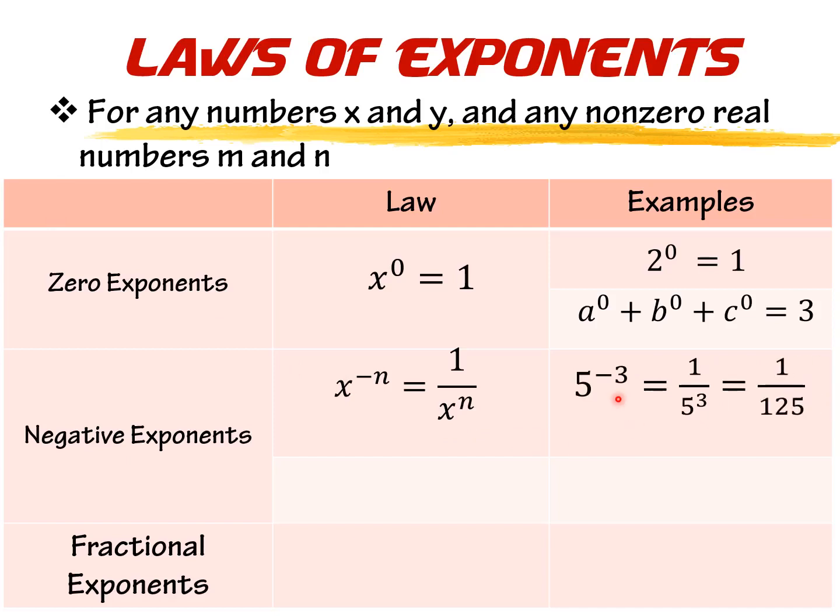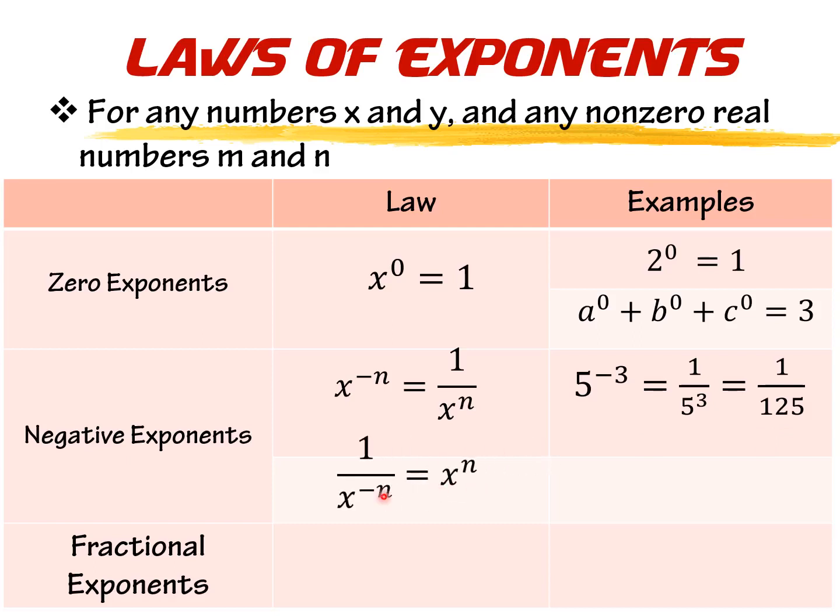Example, 5 raised to the negative 3. To make the exponent positive, we put it in the denominator. So that will become 1 over 5 cubed, and then simplify 5 cubed, that will give you 1 over 125.